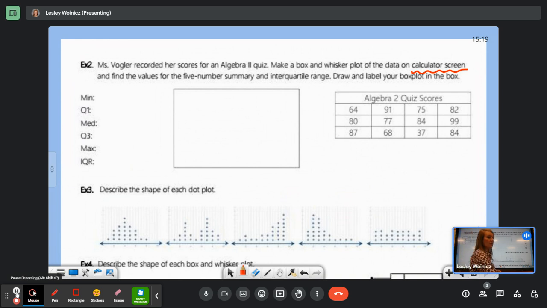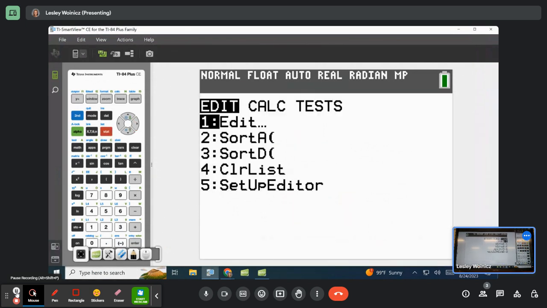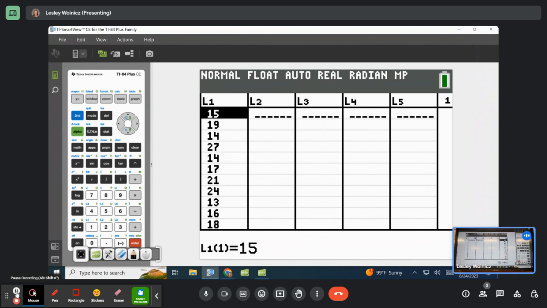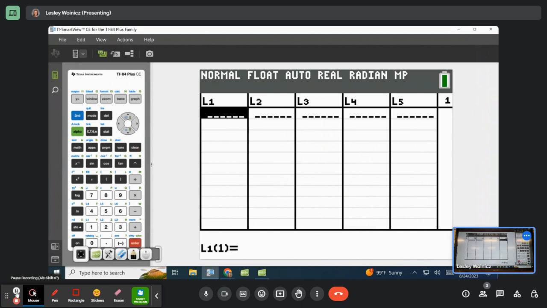We're going to put those in the calculator. Ready, set, go. So I'm going to go to stat. I'm going to go to edit. I'm going to clear list 1. So I arrow up to list 1, clear, enter. So then I'm putting in the scores. 64, 91, 75, 82. I'm going to be quiet now so you can focus.